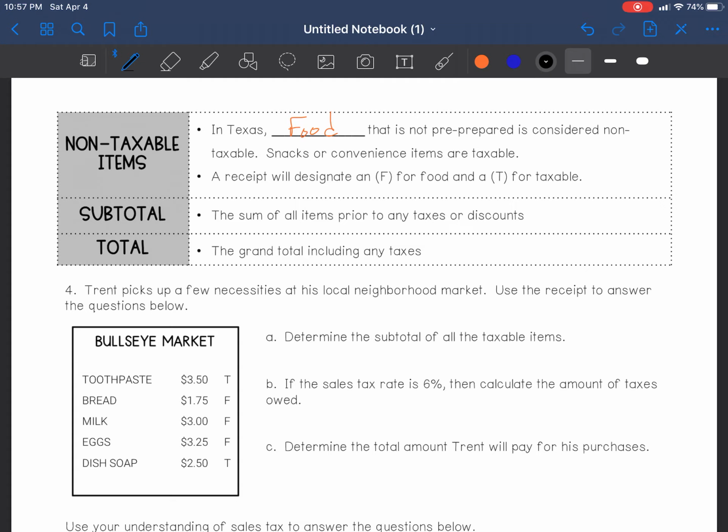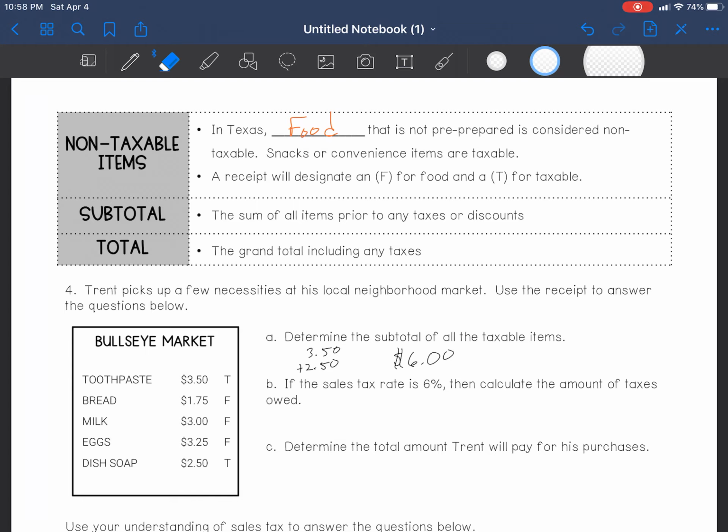So let's look at our question. It says, Trent picks up a few necessities at his local neighborhood market. Use the receipt to answer the questions. So first, we need to determine the subtotal of all the taxable items. And remember, food cannot be taxed. So the only two that we will be adding is $3.50 and $2.50. So we know $3.50 plus $2.50 will give us $6. That's our subtotal for the things that can be taxed.